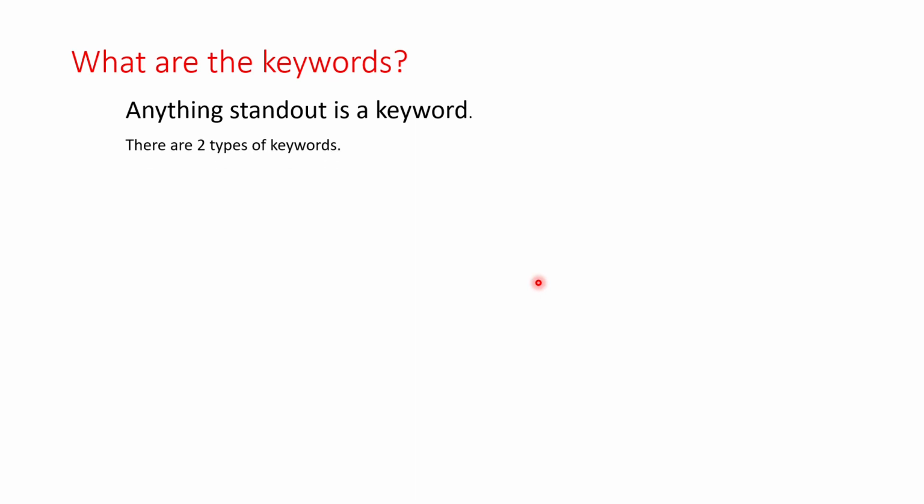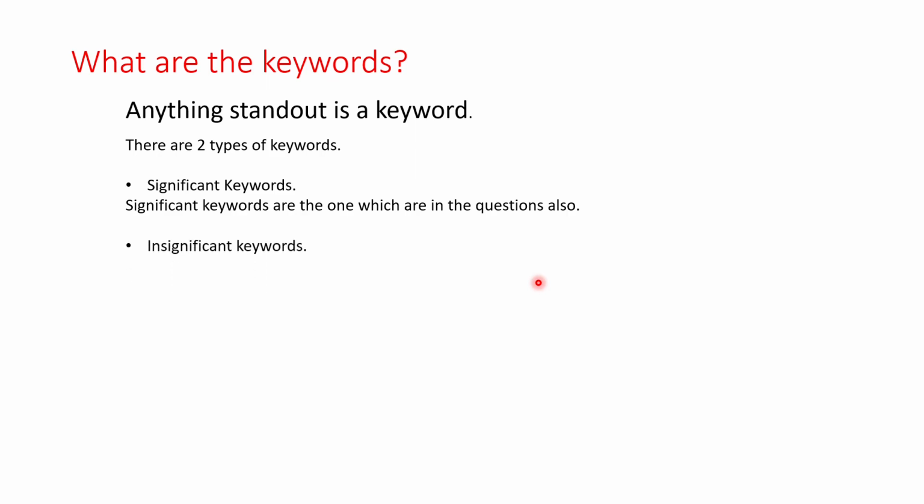Here I divided keywords into two types. First one is significant keywords. Significant keywords you already know. These are the keywords which are in the questions also. The keywords we find in the questions, and if we find these keywords repeated in our paragraphs as well, then these are the significant keywords. Then there is one more category that I made, called insignificant keywords. Basically all other keywords which are not given in the question are the insignificant keywords.